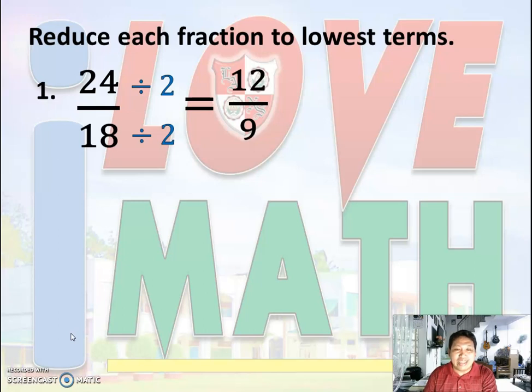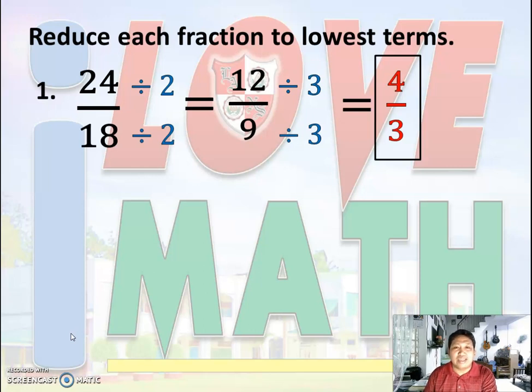Then 12 and 9 are both divisible by 3. 12 divided by 3 and 9 divided by 3, that would be 4/3. And then 4 and 3 are now relatively prime, meaning they do not have any common factor anymore. Therefore, the final answer is 4/3.